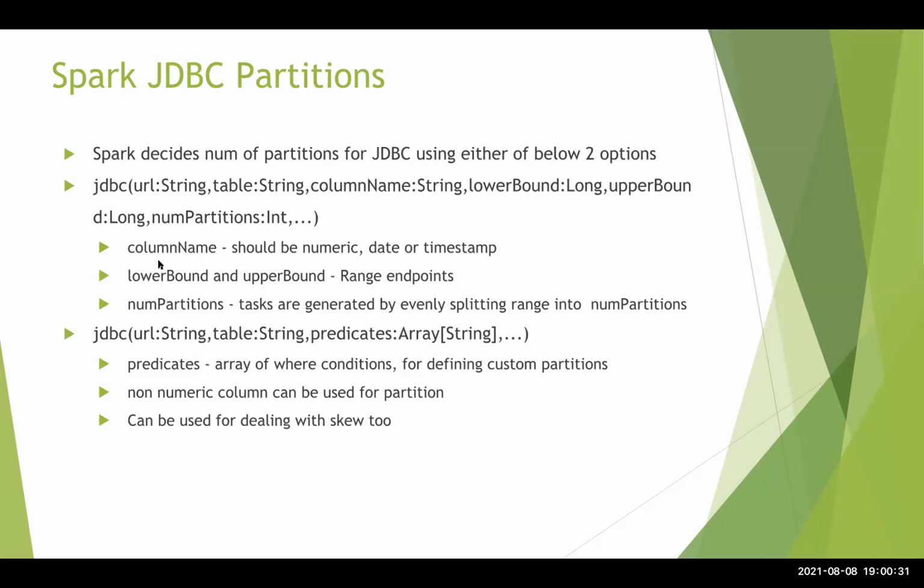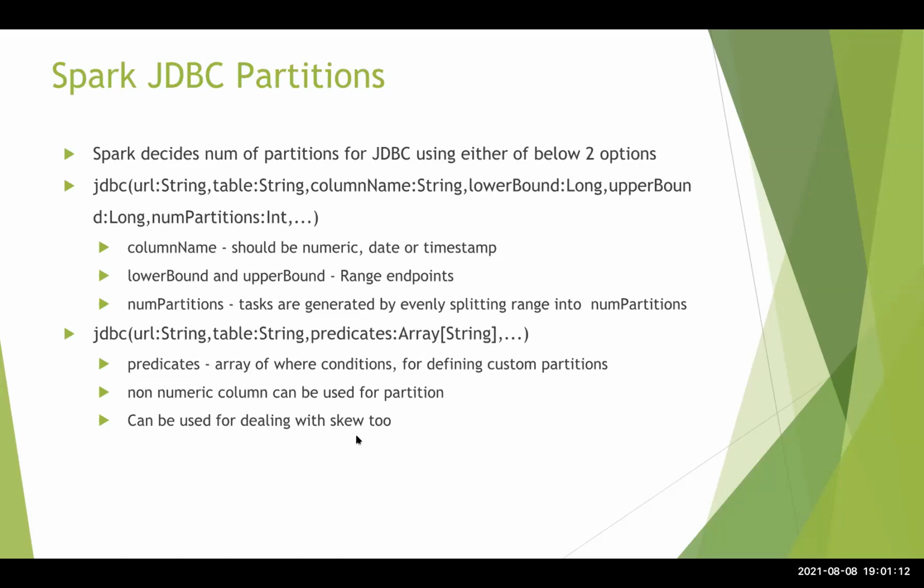So that's one way. The other way is that you can pass these parameters: the JDBC URL, of course, the table name, and the predicates. The predicate is an array of where conditions for defining custom partitions. One advantage of using this is you can say where name is between this and this, or a date, or some other column value is greater than this and less than this. So you can specify all of that. This can be used for non-numeric columns also, and it can be used for dealing with skew.